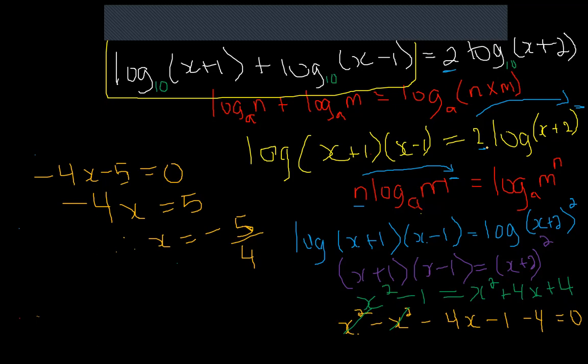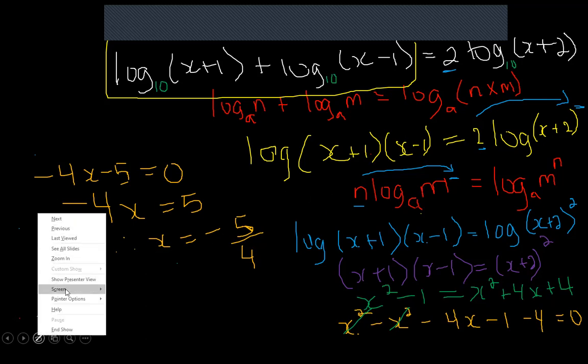2 log of x plus 2 is the same as saying log of x plus 2 plus log of x plus 2. And then if you apply this rule, it would be the same as log of x plus 2 times x plus 2. Okay, makes sense. It's the same thing though. You just didn't use the rule. But that's correct though.